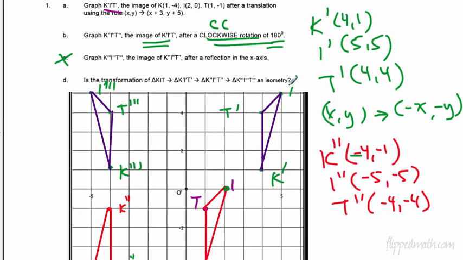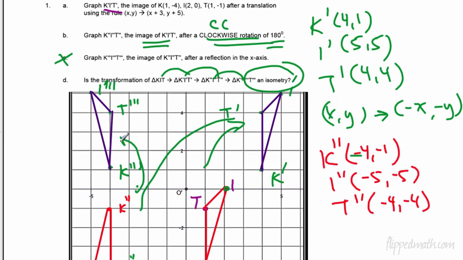It says, is it an isometry? Here's what it's asking. You start with the original, you go to the next one, which was here, then to the next one, which is down here, and then to the next one, which is up here. Is that an isometry? Remember, an isometry means the triangles are congruent. If you look at them, they are congruent. So you just write yes. They are congruent, and you're all done with that.